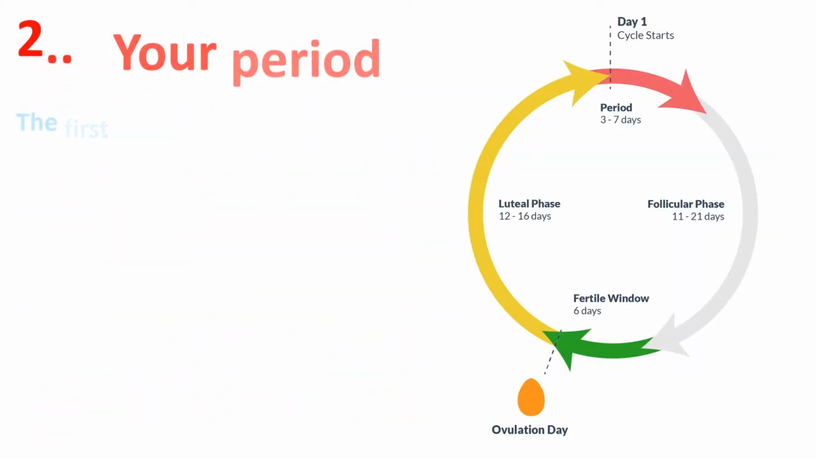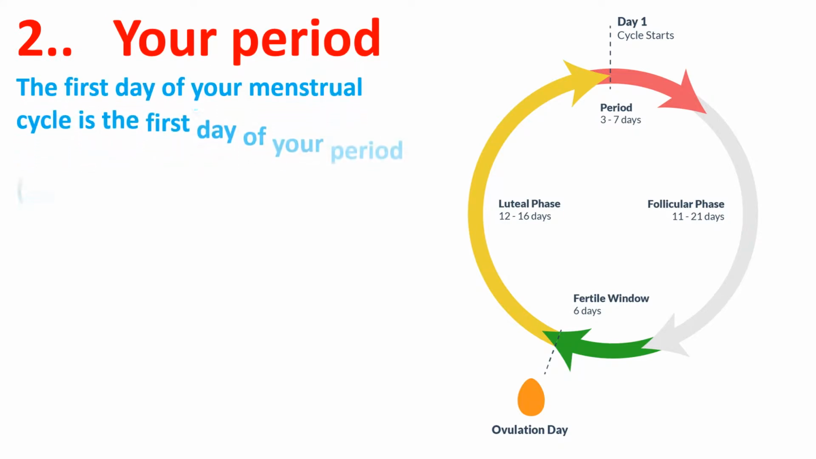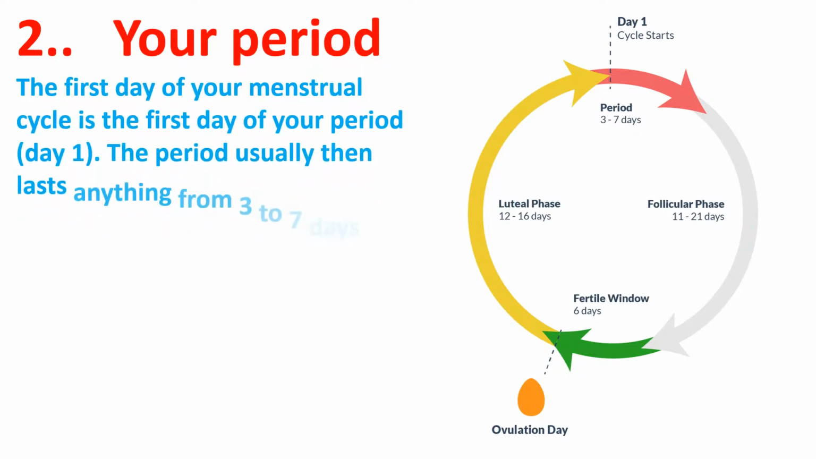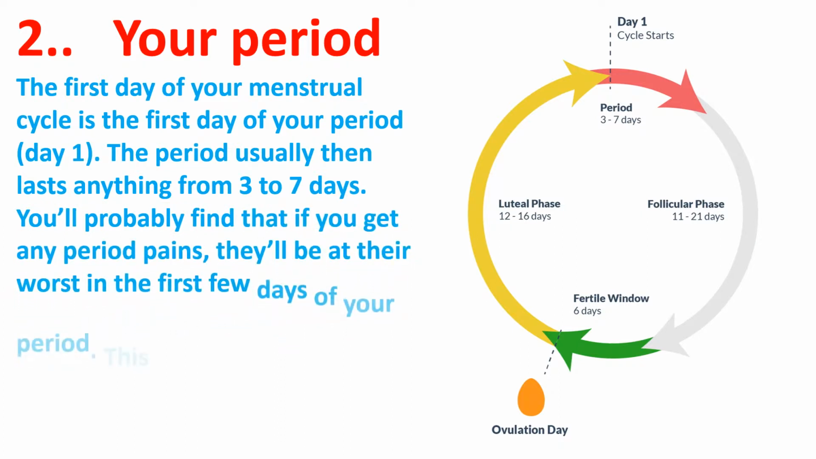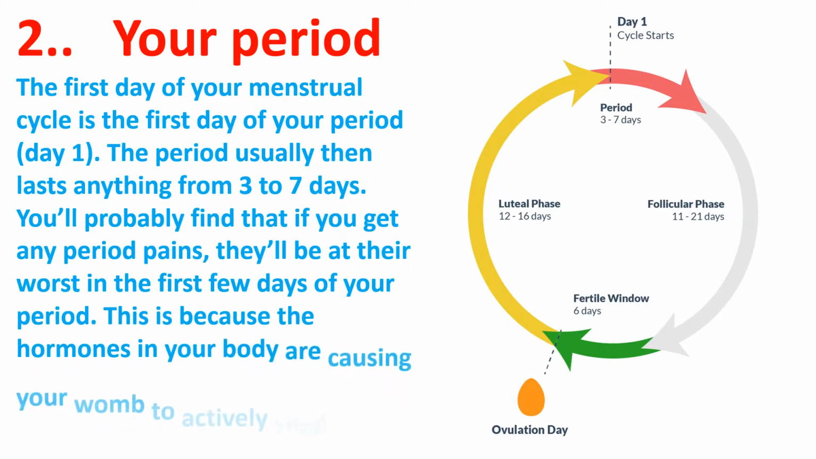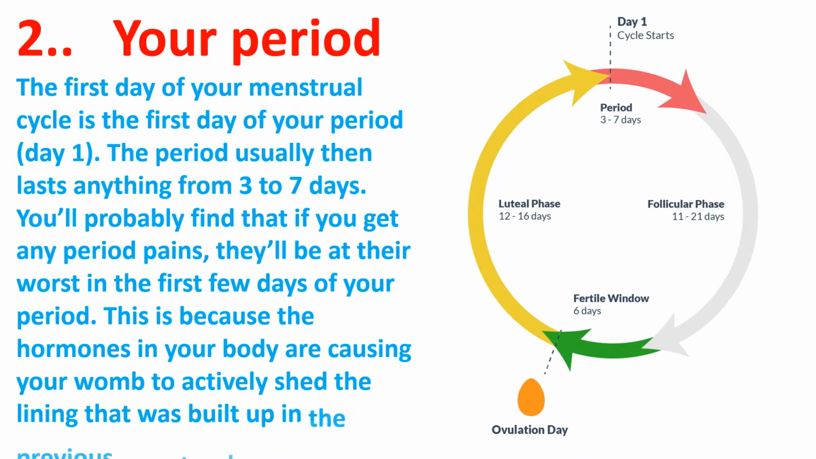2. Your period. The first day of your menstrual cycle is the first day of your period, day 1. The period usually then lasts anything from 3 to 7 days. You'll probably find that if you get any period pains, they'll be at their worst in the first few days of your period. This is because the hormones in your body are causing your womb to actively shed the lining that was built up in the previous menstrual cycle.